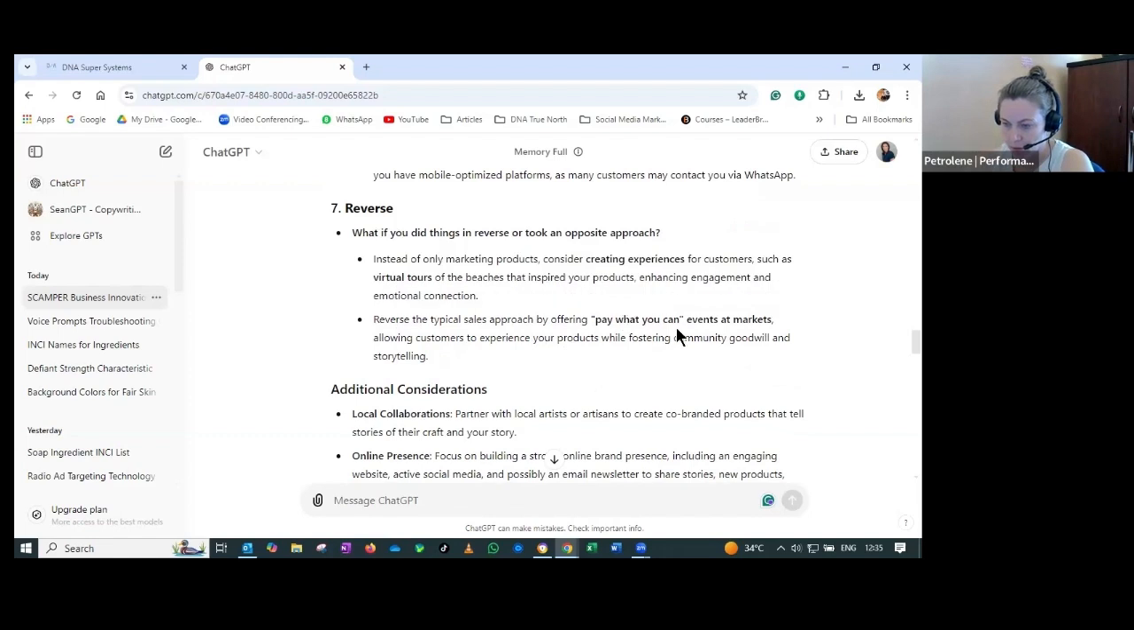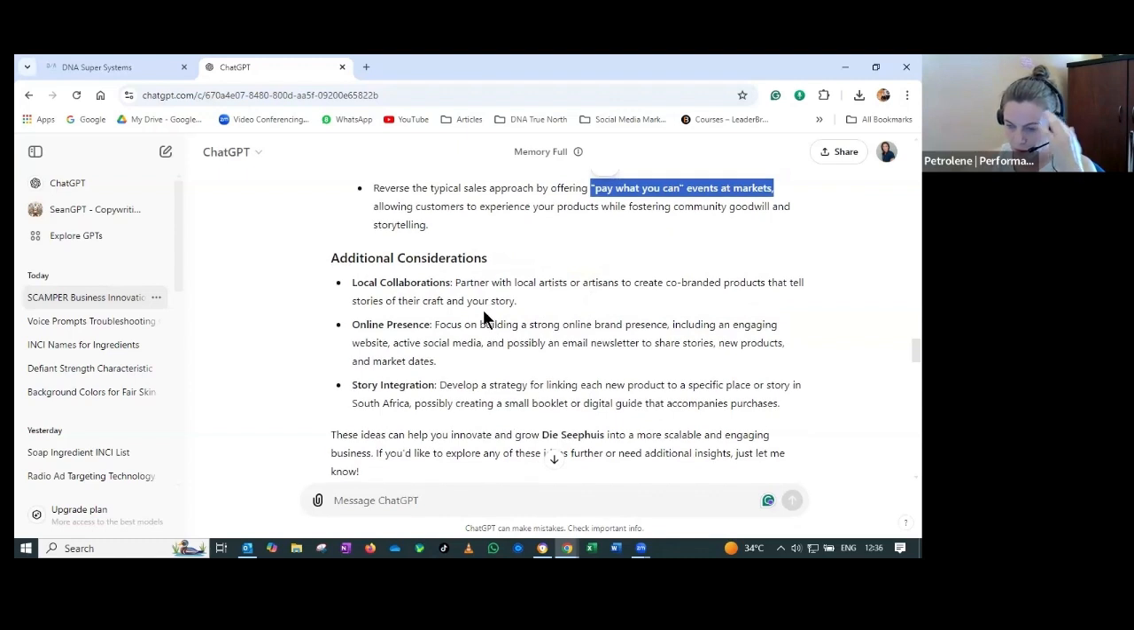Revisit the pricing approach by offering pay what you can events. Oh, wow. I was thinking of this. I have to tell you that this has crossed my mind previously. Okay, that's interesting. And then local collaborations. I don't do any collaborations at the moment, except I will obviously market the company that's giving me this training, for obvious reasons.